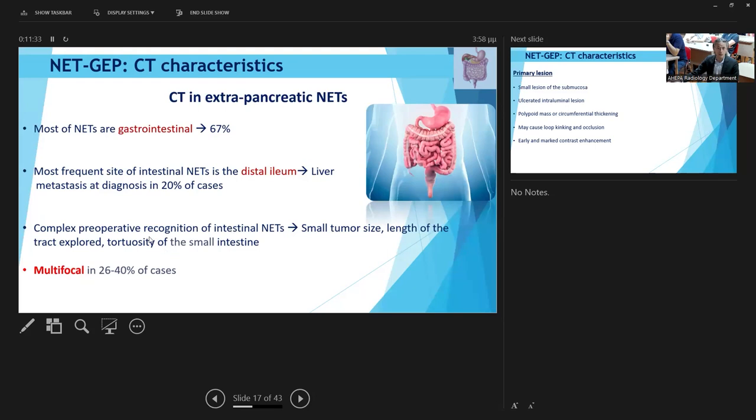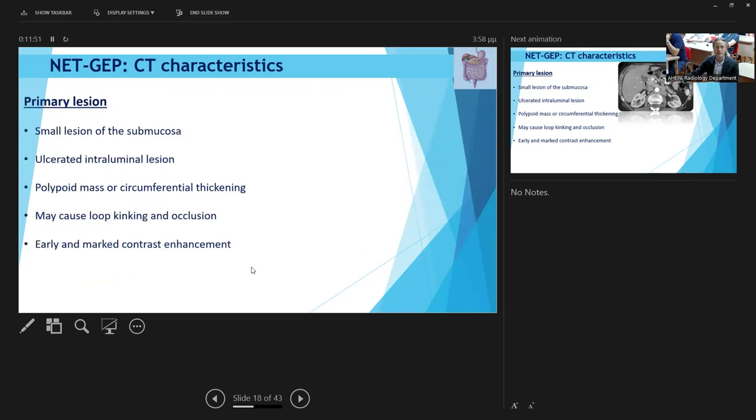Another important issue is that in still 40% of cases, the neuroendocrine tumors are multifocal. So don't relax after you find only one tumor. You should rule out the presence of other possible locations inside the small bowel. And how can the lesion appear? They may manifest like a small lesion of the submucosa, like an ulcerated intraluminal lesion, the most challenging one, while the most frequent are the polypoid mass with or without a circumferential thickening.